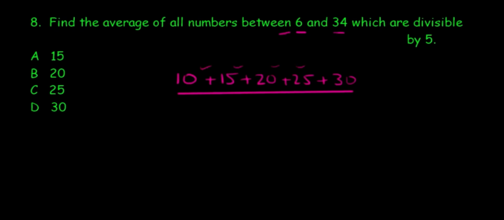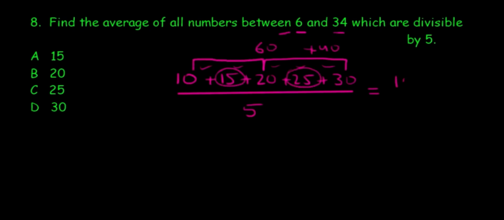How many is this? 1, 2, 3, 4, 5. 5 of them. They add up to give you... How do I add them up again? Let's be a bit smart with it. 30 and 20 is a 50. 50 and 10 is a 60. 15 and 25 is a 40. That's done. 60 and 40, that's 100 over 5. 100 divided by 5, we know that's the table of 5. That's 20. Done. That was fairly easier.